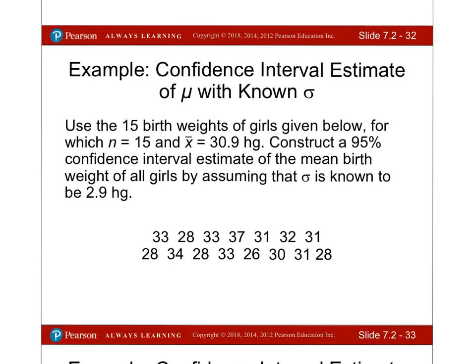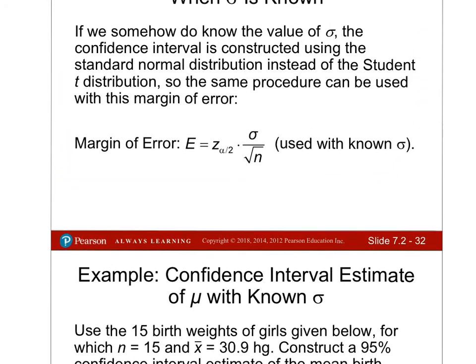All right, so let's see how this would work with an example. Suppose we are given the raw data of 15 birth weights of girls. So there are the 15 birth weights of girls, right? And we want to construct a 95% confidence interval estimate of the mean birth weight of all girls. So we're going to use these 15 samples to estimate the mean birth weight of all girls. That's what we do with a confidence interval. Now, by the way, we're assuming that sigma is known and it is 2.9. Okay, so this is the sigma known situation, which tells us we're going to be using this as our error formula.